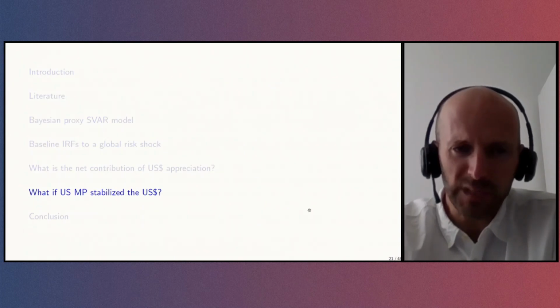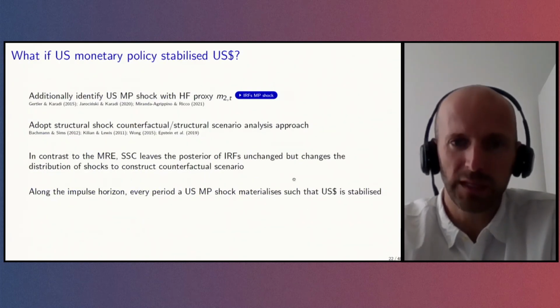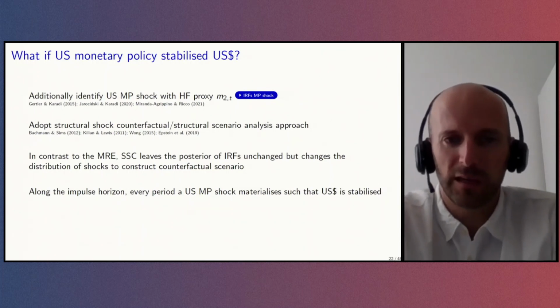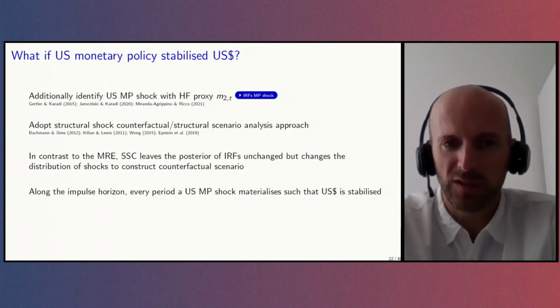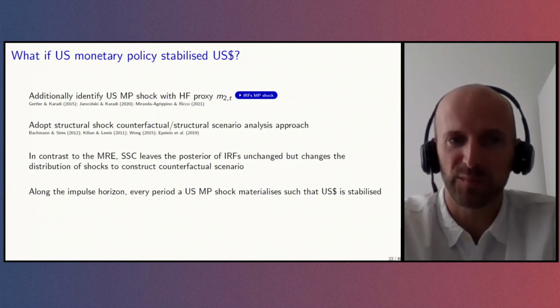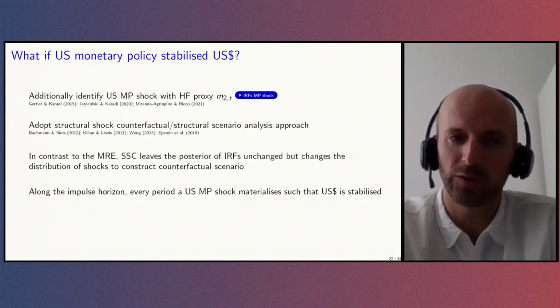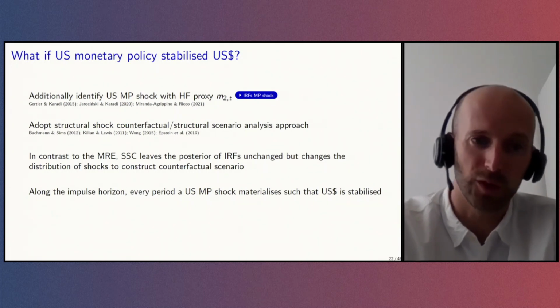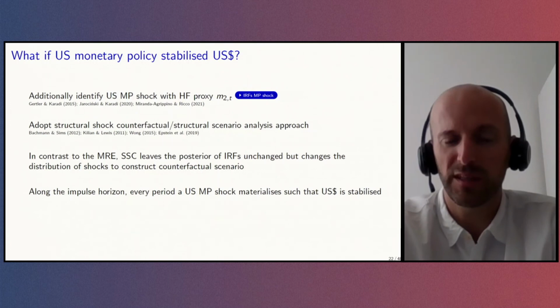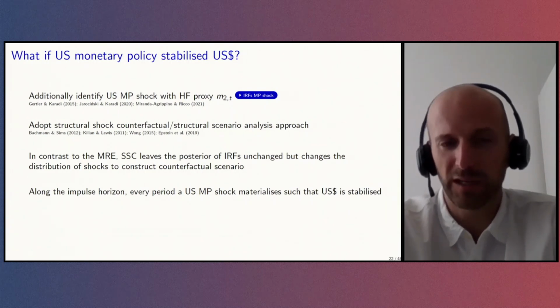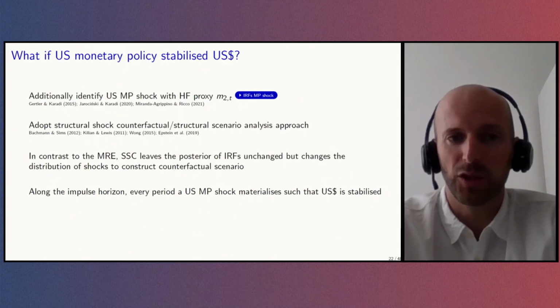Okay, let me move to the policy experiment. So here what we do is a different counterfactual. We don't apply minimum relative entropy. We consider a counterfactual that is very specific about the reasons why the dollar doesn't appreciate in this counterfactual. And in particular here, we're going to assume that, in contrast to what we have observed in the past, US monetary policy, the Fed, steps in and it surprises the markets and it stabilizes the dollar exchange rate.